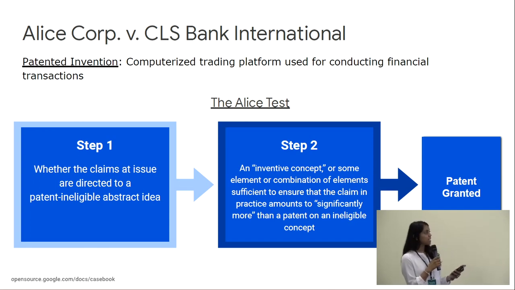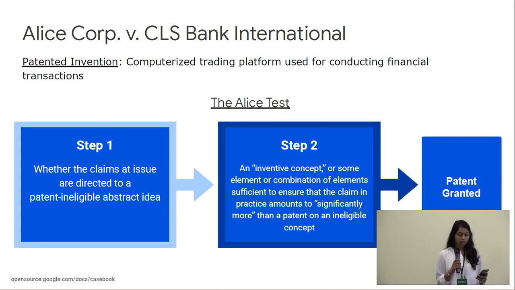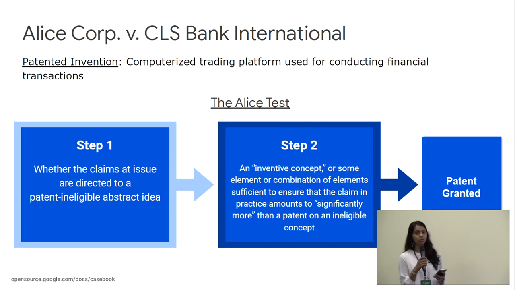Well, let's say it is. They're like, well, you can still salvage it. Is there an inventive concept or some element or combination of elements sufficient to ensure that the claim in practice amounts to significantly more than a patent on an ineligible concept? We still don't know what this means. So in this case, they had added a computer to their software, and so the Supreme Court said that's not enough, and they did not grant the patent. So now people can't just add a computer to their software and get a software patent. It has to pass this test.